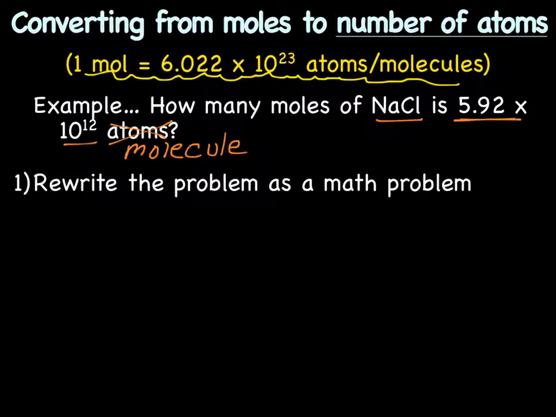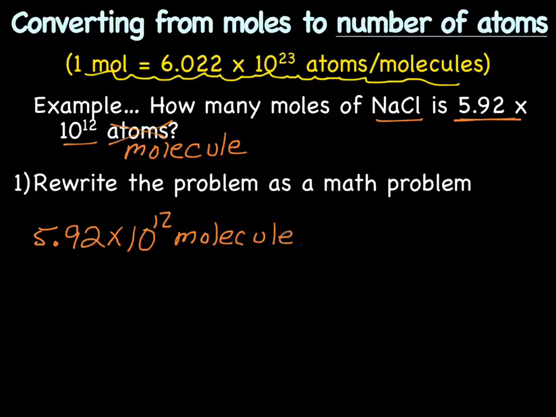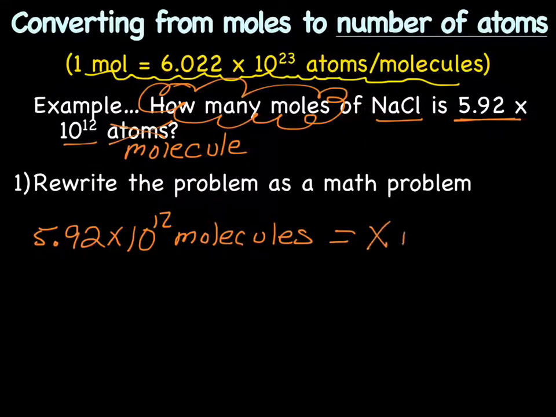All right, so my known is 5.92 times 10 to the 12th molecules. And what am I trying to find out? My question is, how many moles do I have? So I'm going to have equals x moles of NaCl. Okay, so there's our math problem.